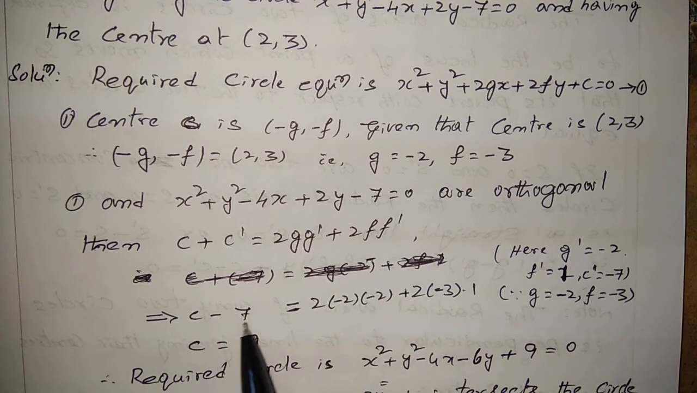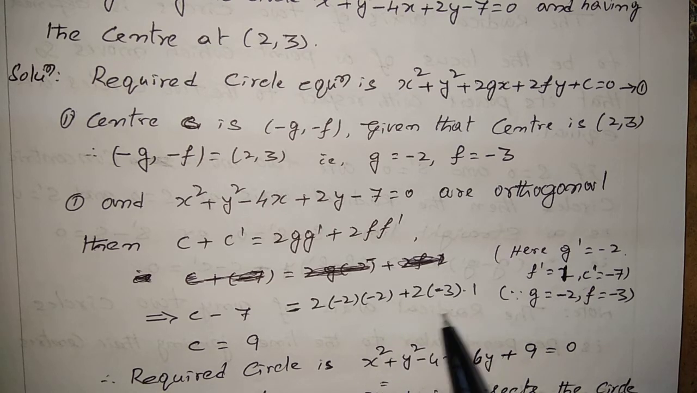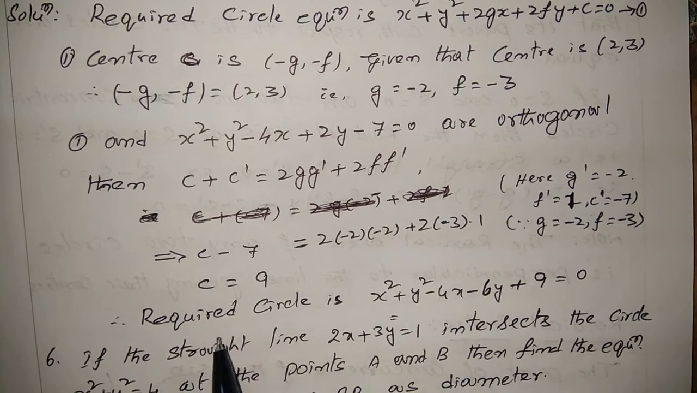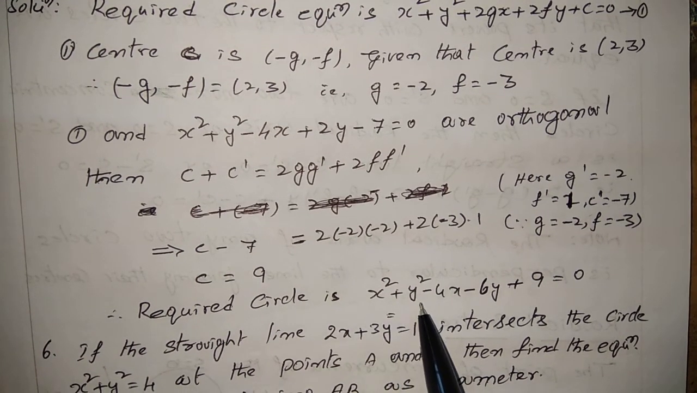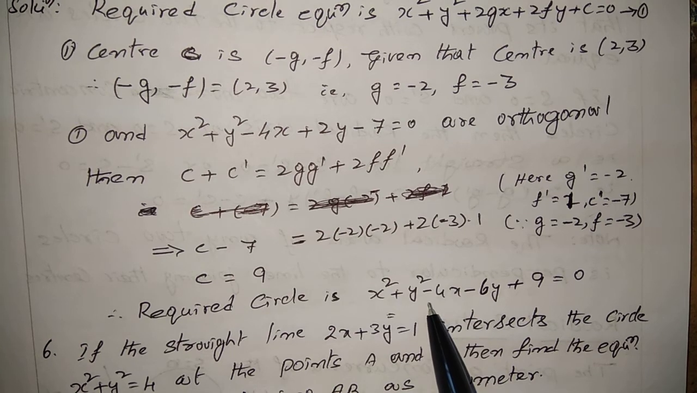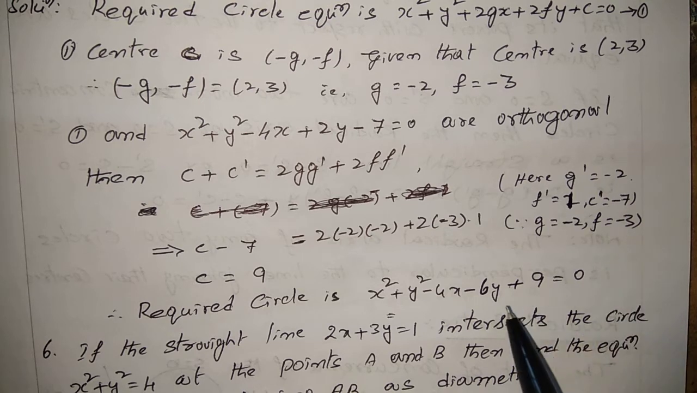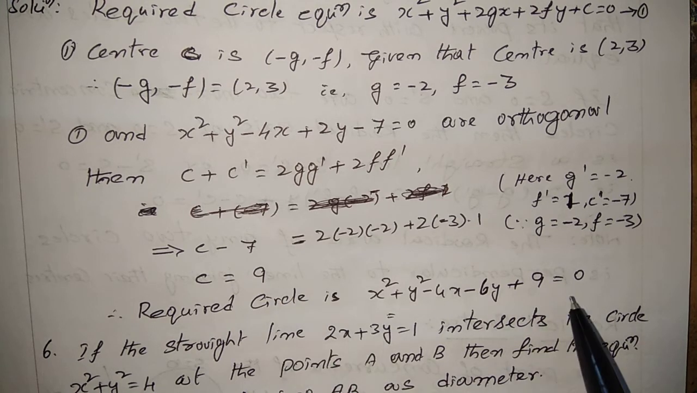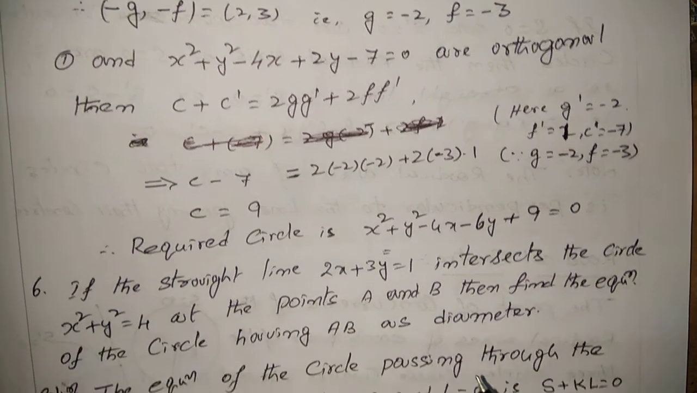We get c minus 7 is equal to 2 into minus 2 into minus 2 plus 2 into minus 3 into 1. This is equal to 8 minus 6, that is 2. Take this minus 7 to this side, c is equal to 9. Therefore, the required circle is x square plus y square plus 2gx, 2 into g is equal to minus 2, minus 4x, plus 2 into f is equal to minus 3, into y, that is minus 6y, plus c is equal to 9. Therefore, the equation of the circle is x square plus y square minus 4x minus 6y plus 9 is equal to 0.